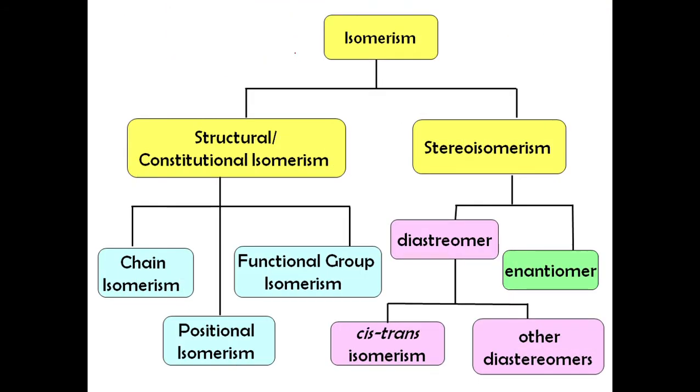So, previously kita dah go through structural isomer di mana kita go through about chain, positional and functional group. So, for the second type of isomerism, stereoisomer, they are diastereomer and enantiomer. And for diastereomer, cis-trans isomerism. So, actually for this part 2, we're going to focus on cis-trans isomerism and enantiomer.